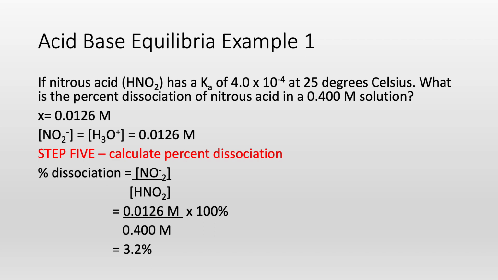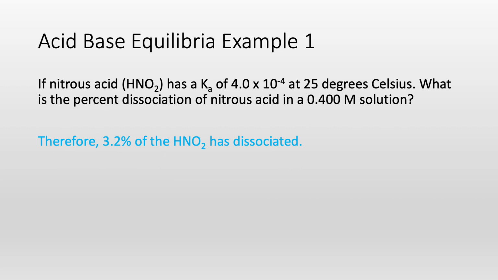Now that we have the mole values for those solutions, we can plug them into our percent dissociation formula, having nitrogen dioxide divided by nitrous acid solution mole value. So 0.0126 moles divided by 0.4 moles, and then times that by 100. We get 3.2% as our percent dissociation value. So therefore, the answer to our question is 3.2% of the nitrous acid has been dissociated into hydrogen and nitrogen dioxide ions.